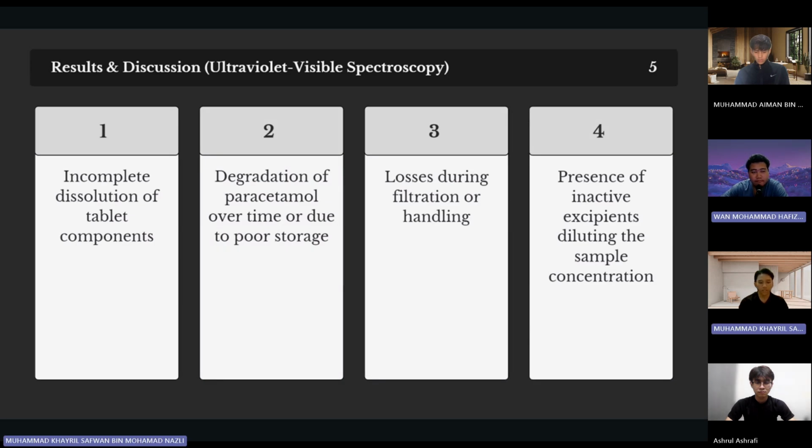The discrepancy may be due to incomplete dissolution, leaving undissolved paracetamol unmeasured, sample loss during preparation or filtration, degradation from light, heat or pH, or interference from excipients affecting absorbance at 243 nanometers.